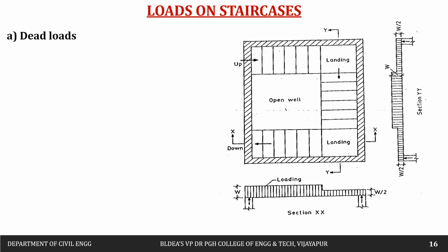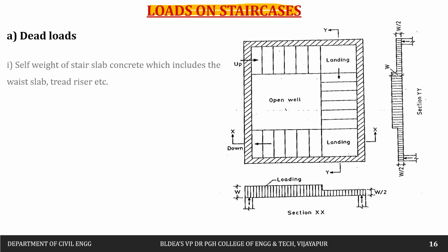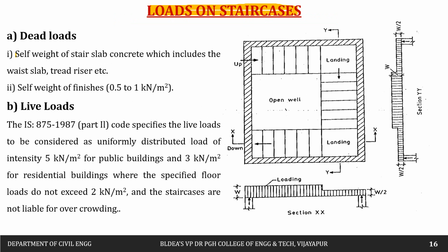Next, let us try to see what all loads act on the staircase. First one is dead load. Dead load is nothing but the self weight of the stair slab concrete, which includes the waist slab, riser, tread, etc. So we have to consider the self weight of the slab, that is the weight of the riser, tread and the waist slab. Then next is the self weight of finishes. For flooring and all, we may add a certain self weight, that is 0.5 to 1 kilonewton per meter square. We have to add up the dead loads.